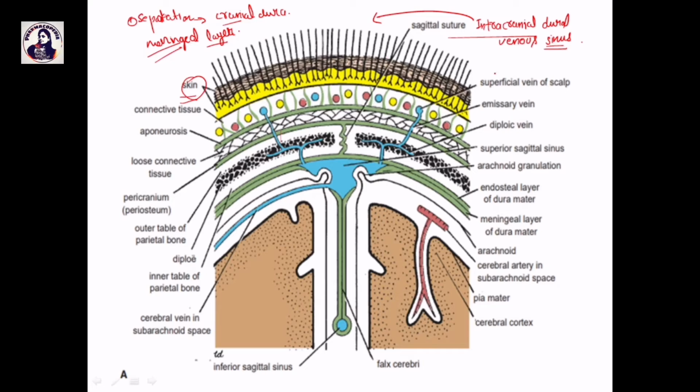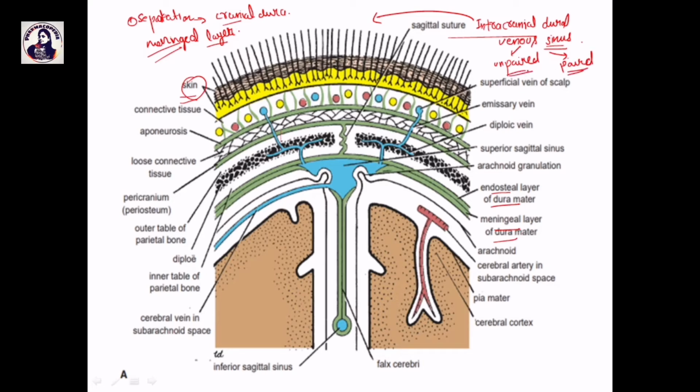And this intracranial dural venous sinus is present between the endosteal layer of the dura mater and the meningeal layer of the dura mater. The features of this sinus is that it lies between the layers of the dura mater. No muscle is present in its wall, and it is being lined by the endothelium. And this intracranial dural venous sinus is classified into the unpaired and the paired sinuses.